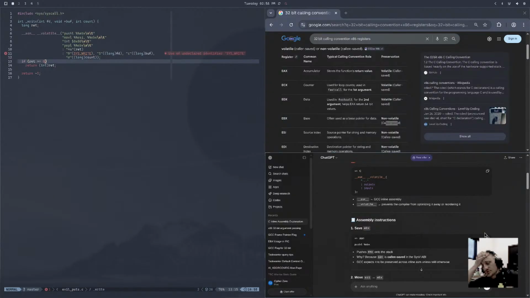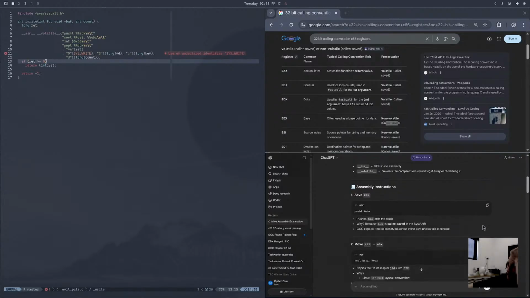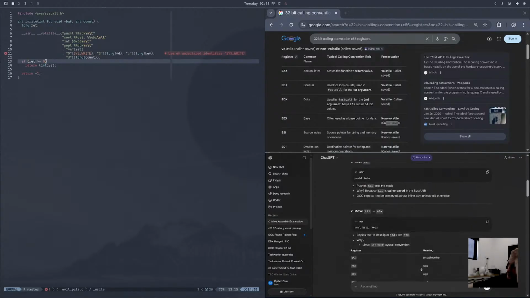Assembly instructions, save EBX. pushl %ebx. Push EBX on stack. Why? Because EBX is callee saved. This is via the ABI. GCC expects it to be preserved across inline asm unless told otherwise. Move ESI into EBX. Copies the file descriptor FD into EBX. That makes sense because you're getting that from the call here.